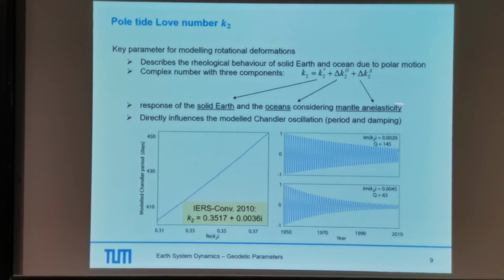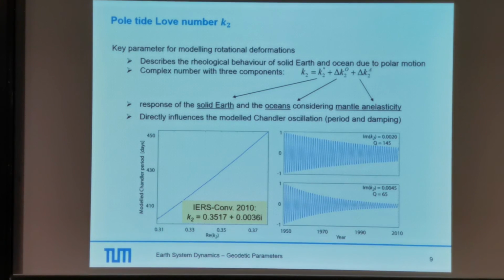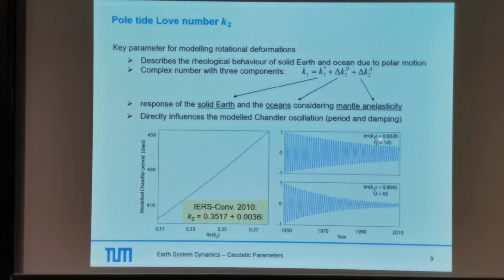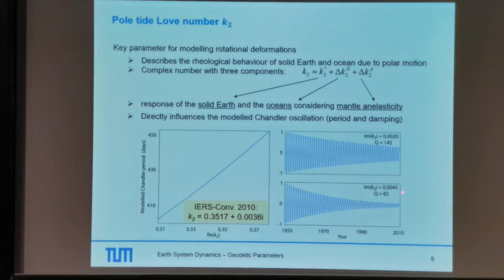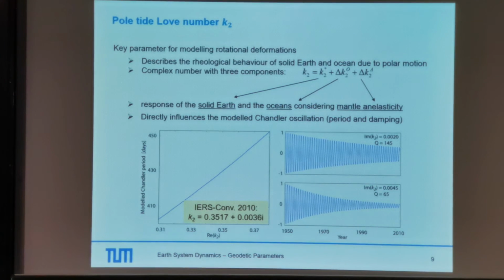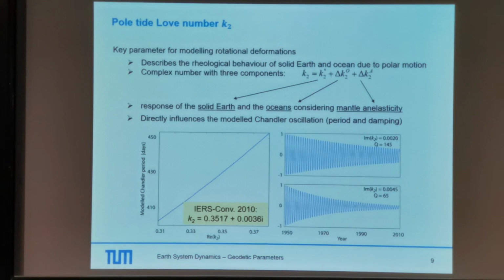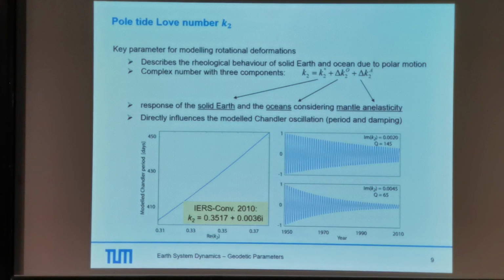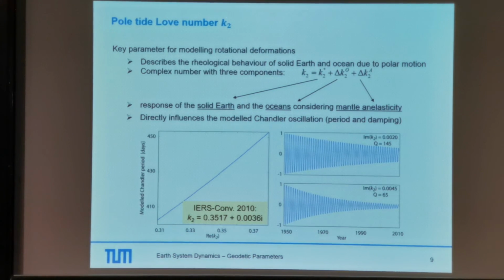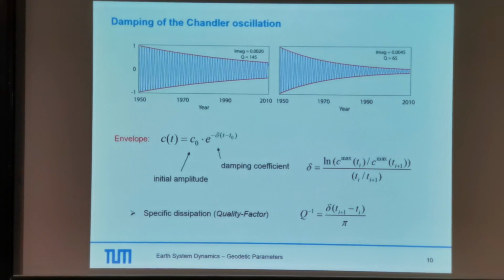So what you see in the left and right hand side of this plot are two different imaginary parts. Here we have 0.002 and here we have 0.0045. And you see that the higher the imaginary part is, the higher is the damping factor, which means the faster the polar motion is vanishing, and the Earth's rotation axis would coincide again with the Earth's figure axis.